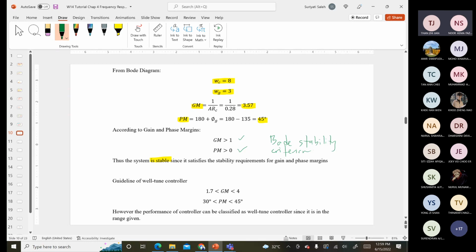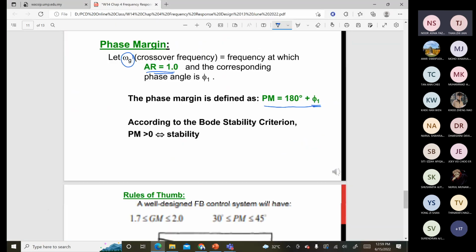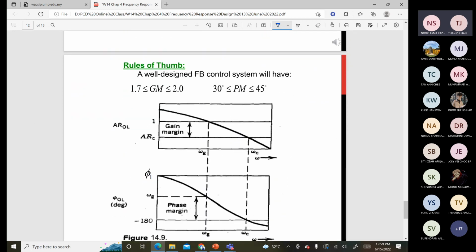So another criteria that we are interested in is the well-designed control. Here, when you refer to the slide, you have the rule of thumb for a well-designed FB control. FB here represents the feedback control, the type of control that you are going to use. A feedback control system must obey this requirement: 1.7 less than GM less than 2, and 30 degree less than PM less than 45. So this is another requirement for well-designed FB control.